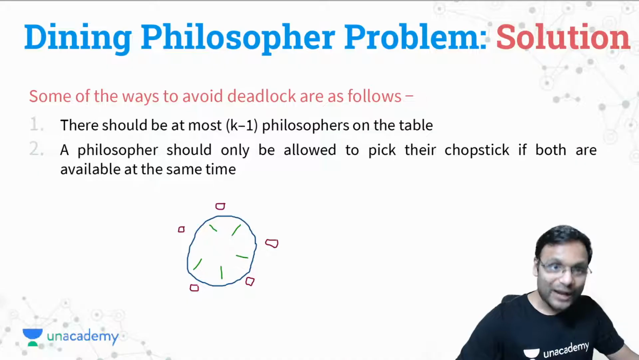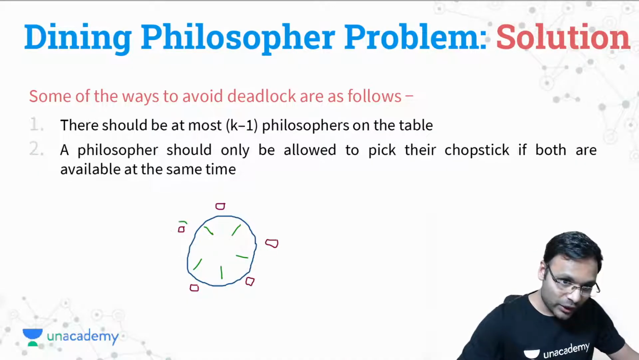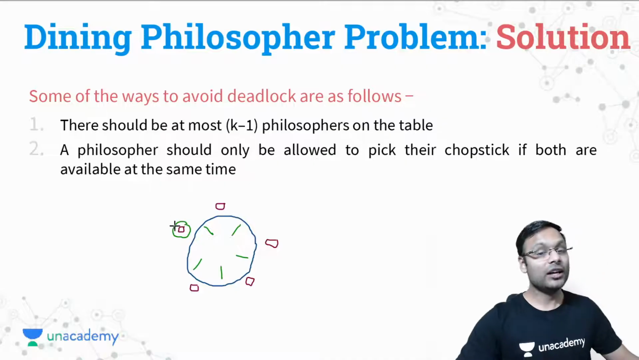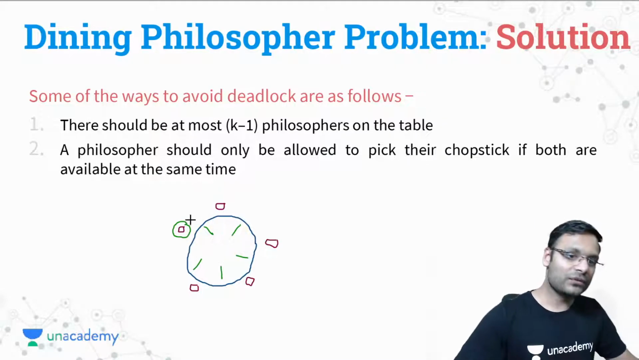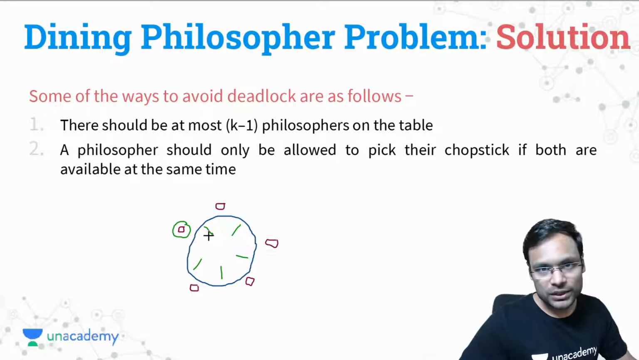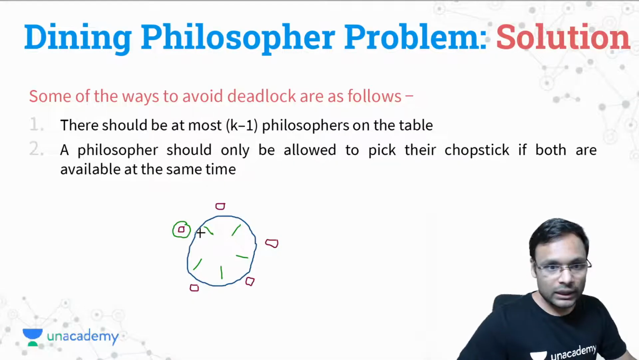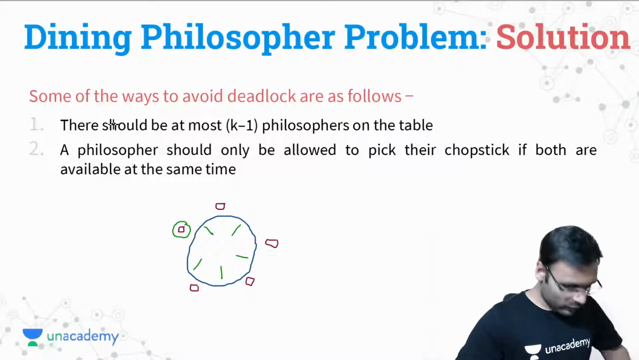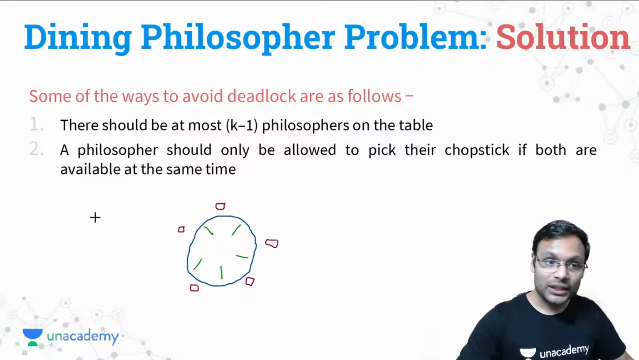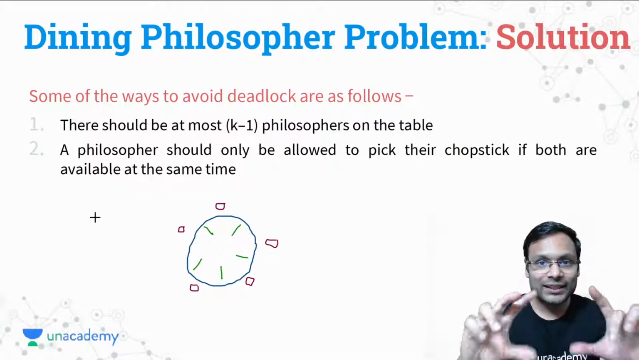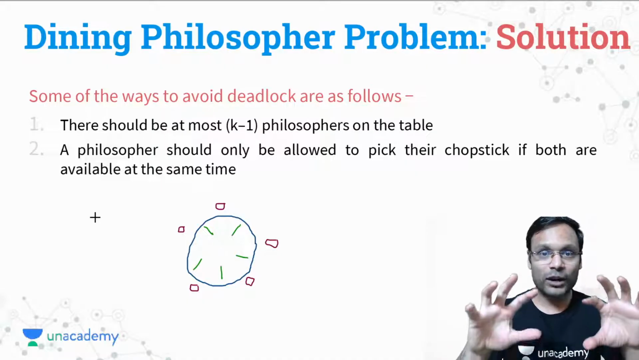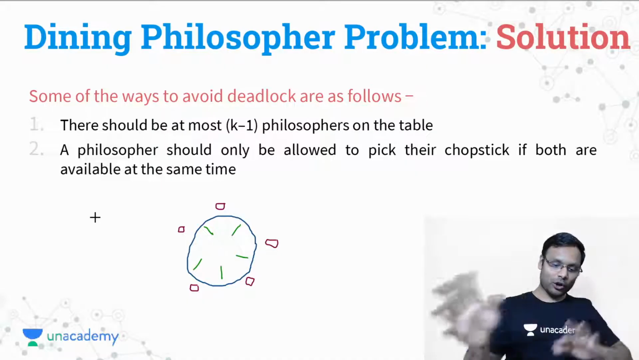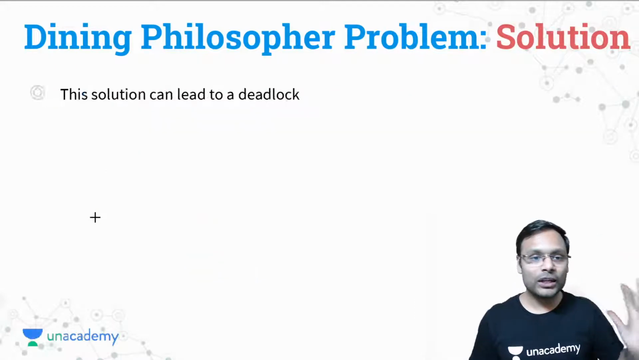So if we have 5 chopsticks, what we will do is, if this fellow wants to acquire a chopstick, we will see if both are available. If both are available, then only this fellow will start acquiring the chopsticks. Any person who wants to acquire a chopstick first checks whether both chopsticks for him are available or not. If available, then only you will pick.